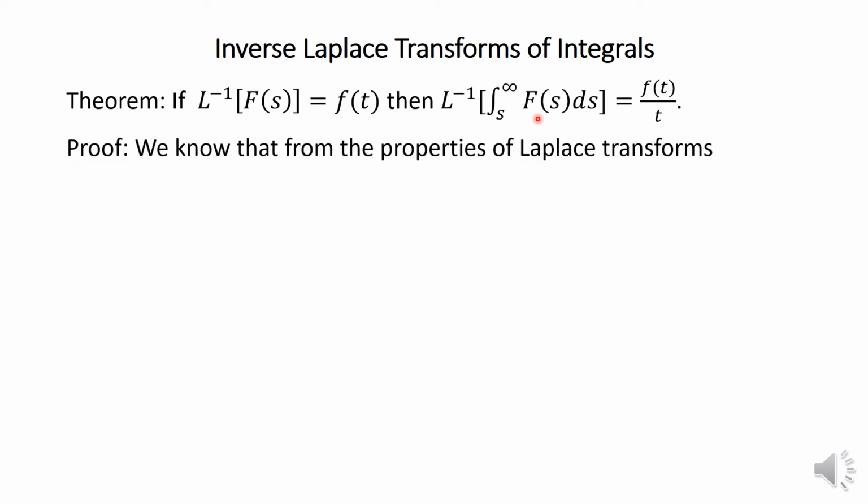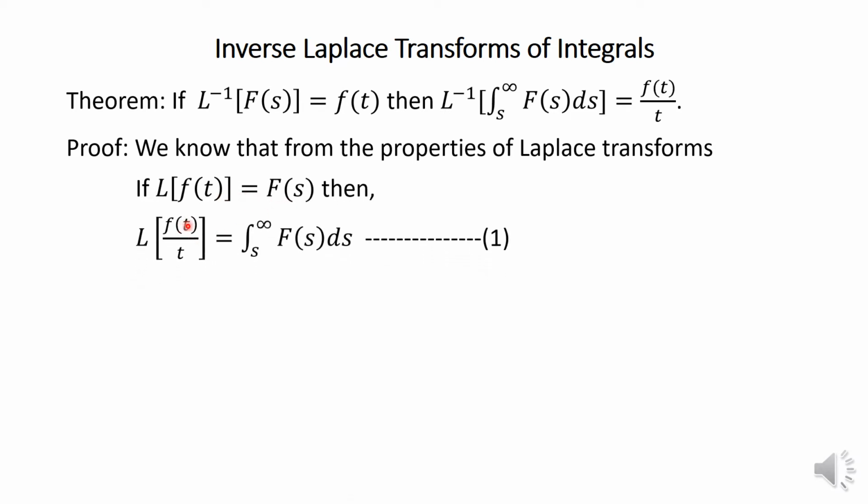The proof goes like this. We know that from the properties of Laplace transforms, if L of f(t) is equal to F(s), then L of f(t) by t is equal to integral s to infinity F(s) ds. In order to prove this result, we need to first prove this one. Then only we can prove this result.